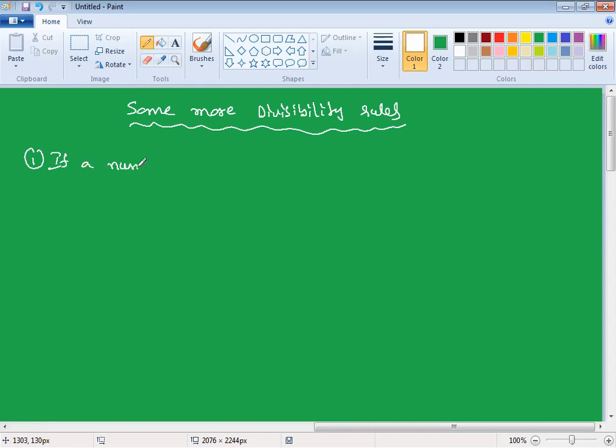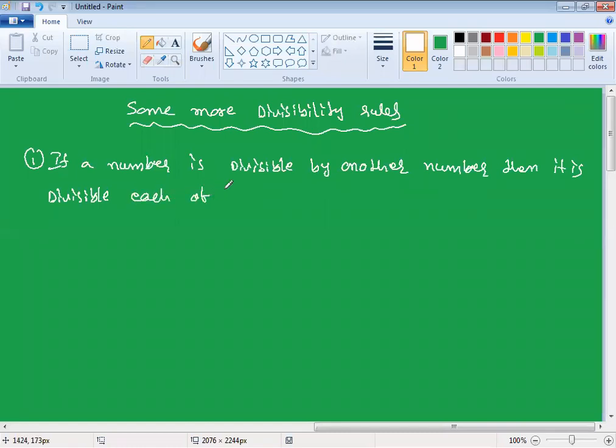If a number is divisible by another number, okay, listen carefully, then it is divisible by each of the factors of that number.